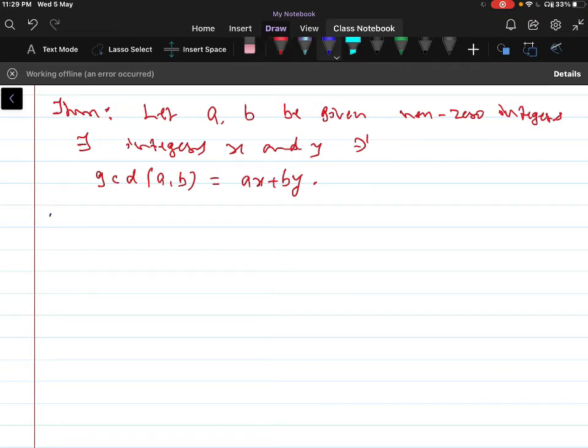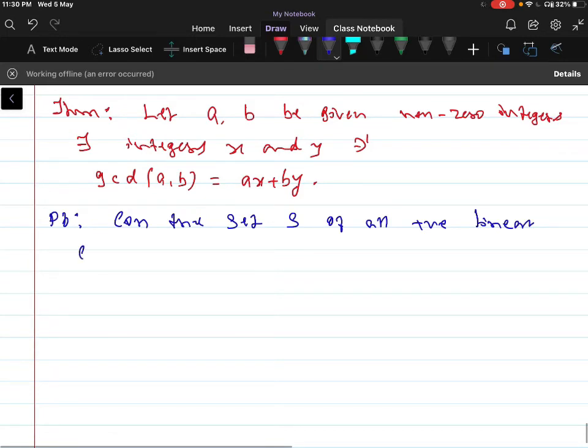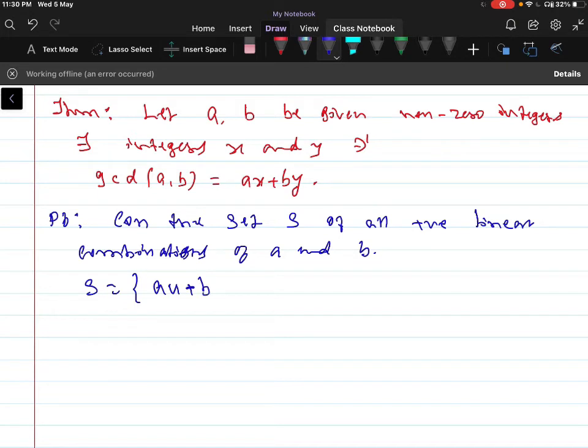Now let us move to the proof of the result. Consider the set S of all positive linear combinations of A and B, that is set S is equal to AU plus BV, such that AU plus BV is greater than 0 and U and V are integers.